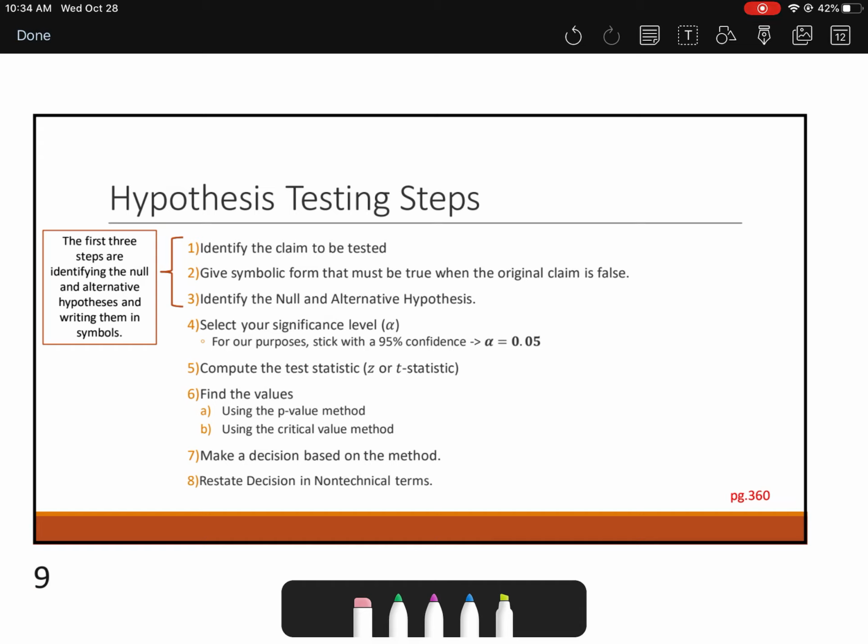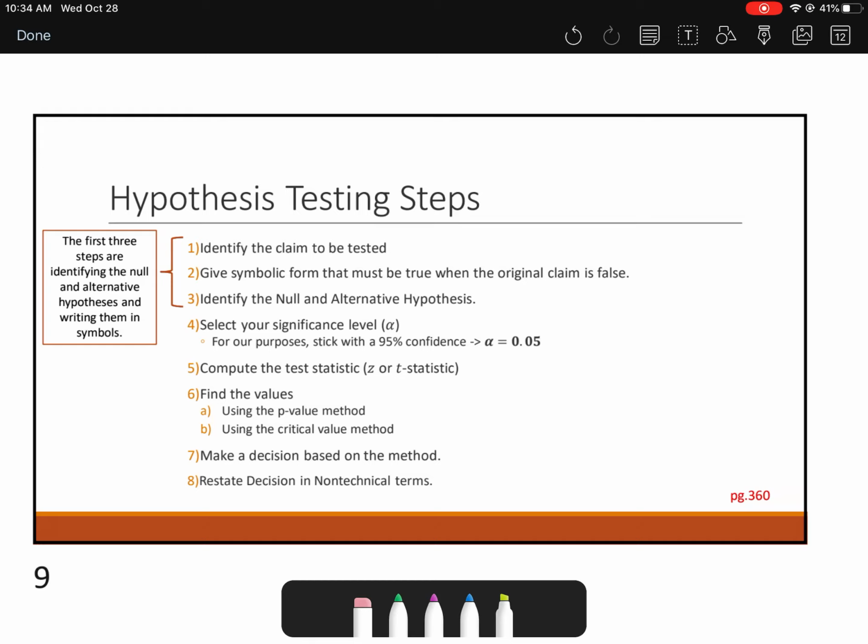Okay, so let's do some steps. The first three steps are identifying the null and alternative hypothesis and writing them in symbols. So that's what we did on those last two examples. Identify the claim to be tested, give symbolic form that must be true when the original claim is false, and identify the null and alternative hypothesis. So that's our first big step. Those are the first three. The next thing we want to do is select your significance level. That's your alpha. So we talked about that in Module 3.